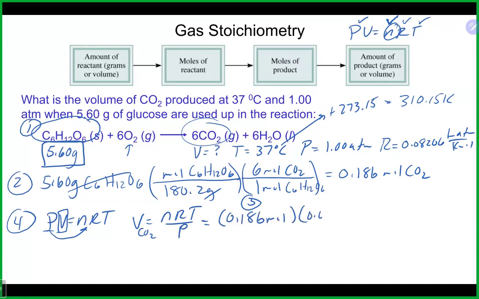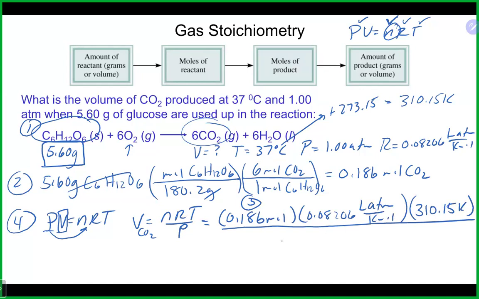Our gas constant, 0.8206. Our temperature converted to Kelvin because we are using the ideal gas law, and all divided by our pressure, which I think was 1 atmosphere in this case. Atmospheres will cancel, Kelvin will cancel, moles will cancel, going to leave us liters as a unit, which is good because we are looking for a volume. And that's going to get us 4.73 liters of CO2 in this case.